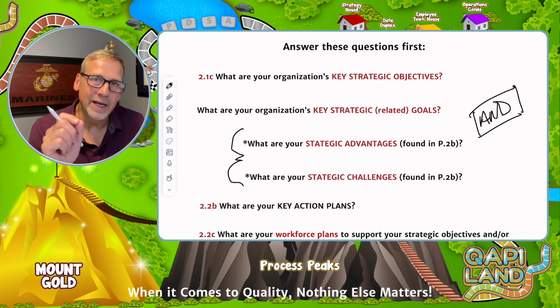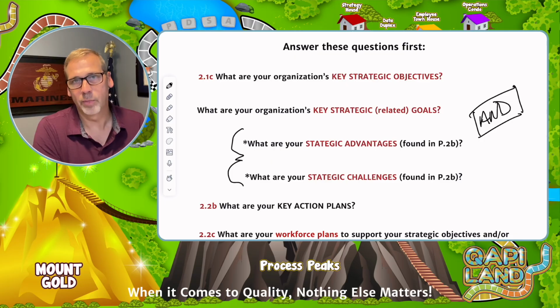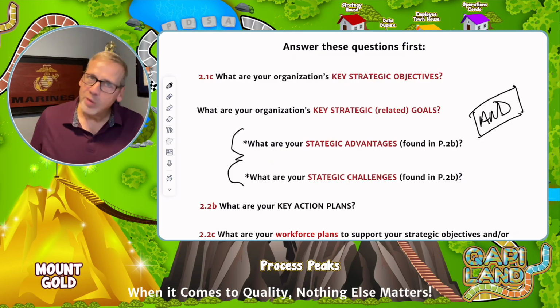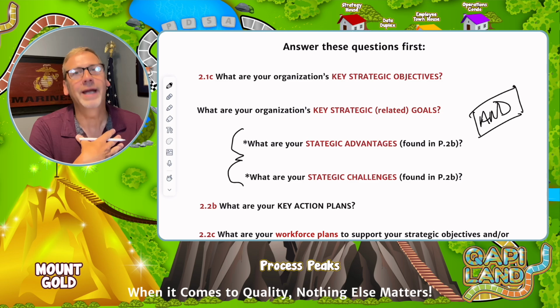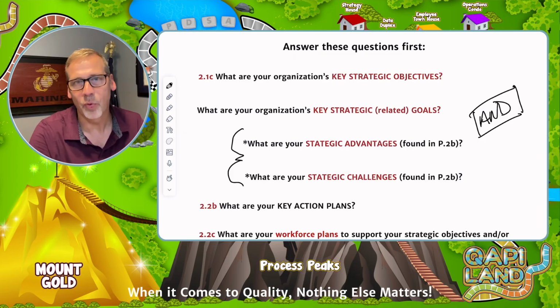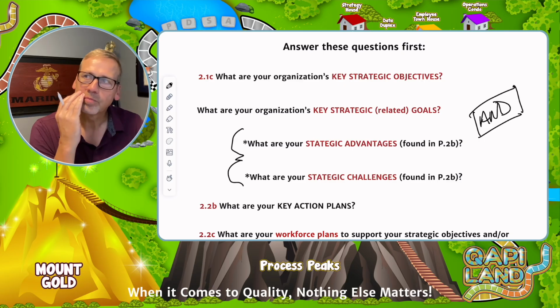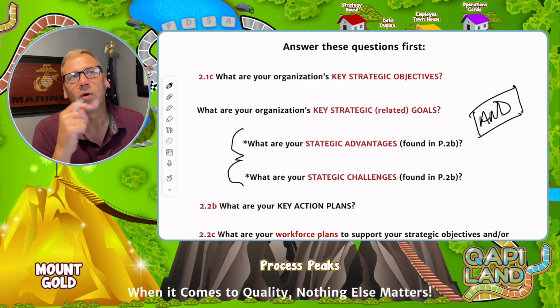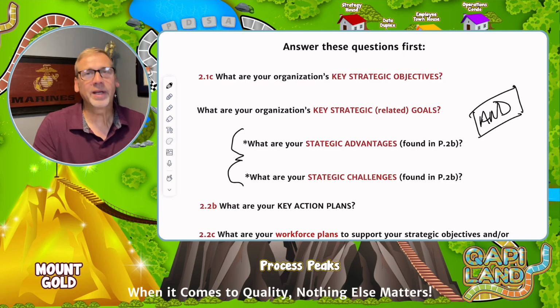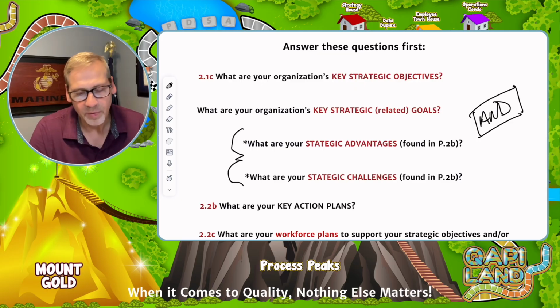Your strategic advantages and your strategic challenges you already answered in your organizational profile. And most likely you heard me say to pause on the advantages and challenges until you get to section 2.1, which is where this question comes up again. However, the more I think about it, the more I think it's important for you to understand the expectation of the application asking what your challenges and advantages are.